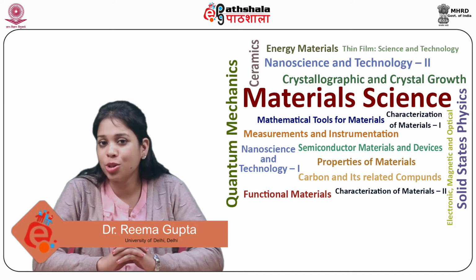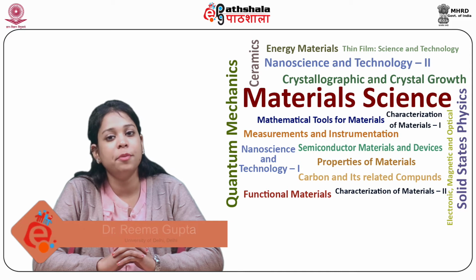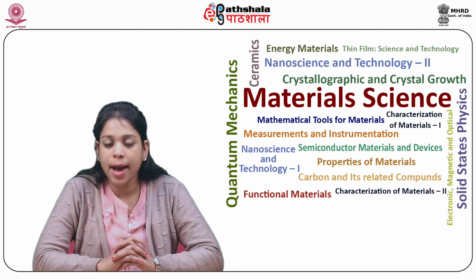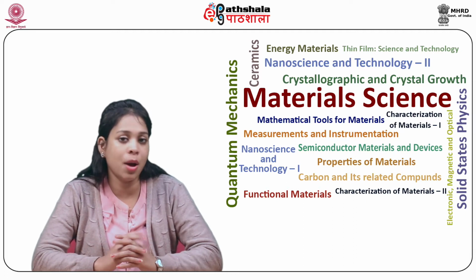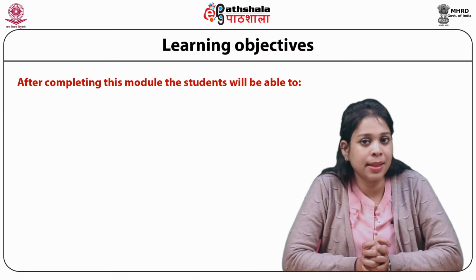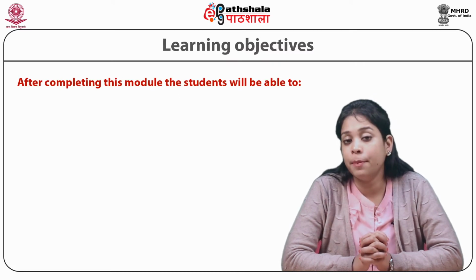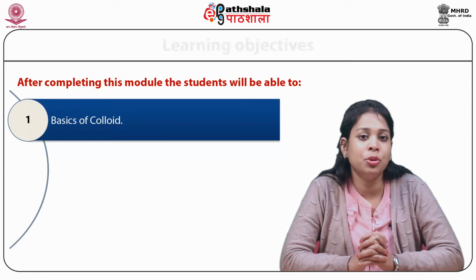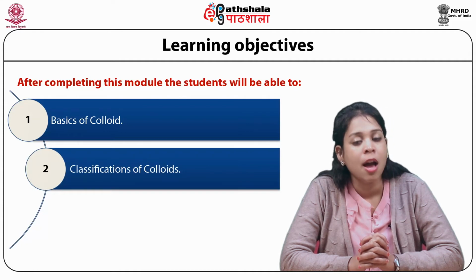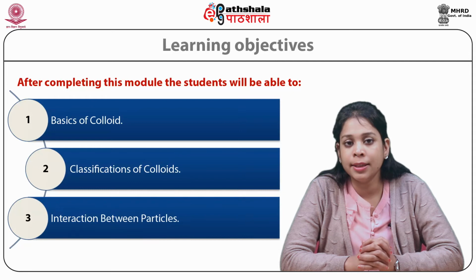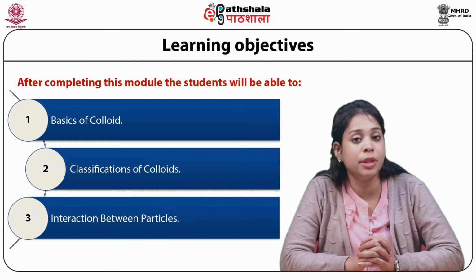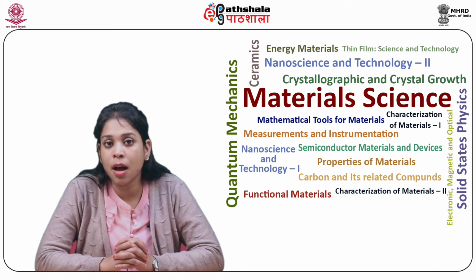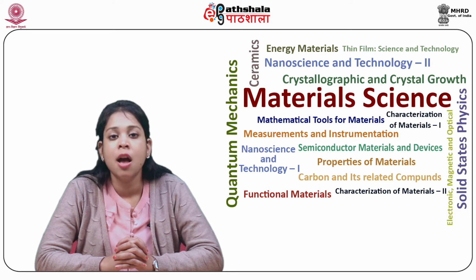Today we are going to talk on the module Quantum Dot Preparation through Colloidal Methods 1, and it is under the paper Nanoscience and Nanotechnology 1. After completing this module, the students will be able to learn about the basics of colloids. They will be able to know the classifications of colloids under different categories and, more importantly, the interaction between the particles. Before moving to colloids, let's discuss quantum dot preparations.